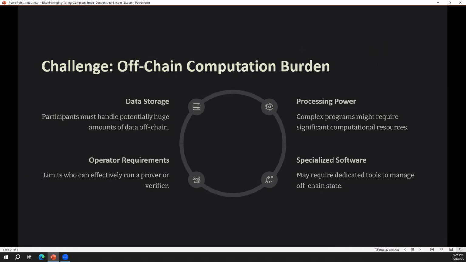BitVM could fit into a paradigm by having dedicated operators and community verifiers. Additional techniques like succinct proofs or improved cryptography might reduce off-chain load in the future. For example, one could combine BitVM with ZK-SNARKs to compress the fraud proofs further.